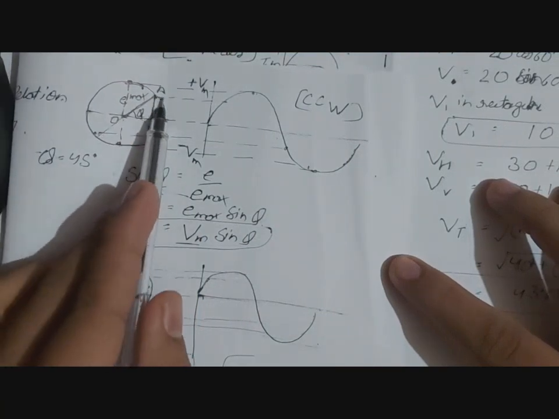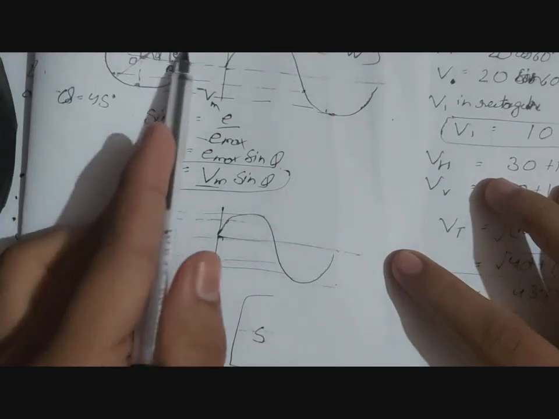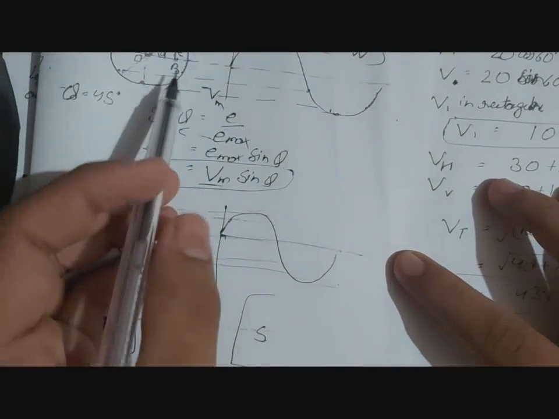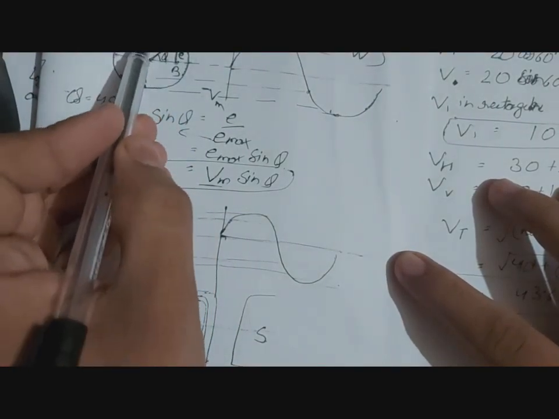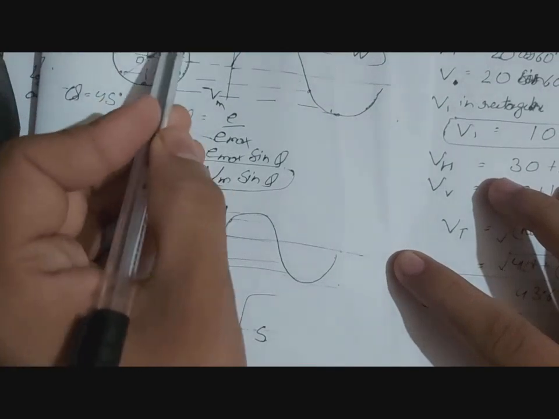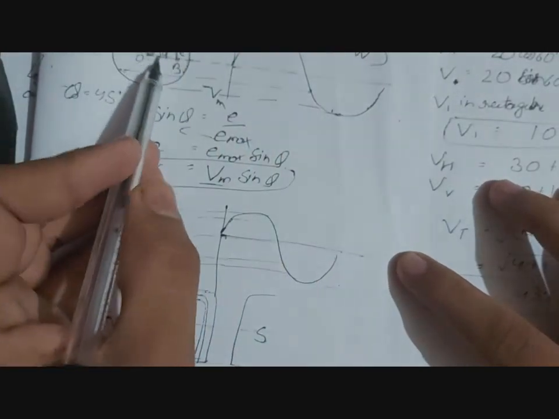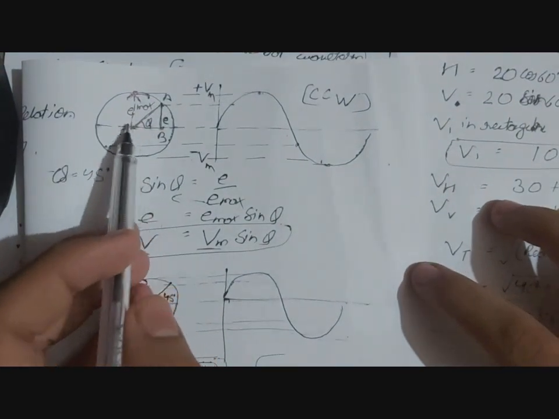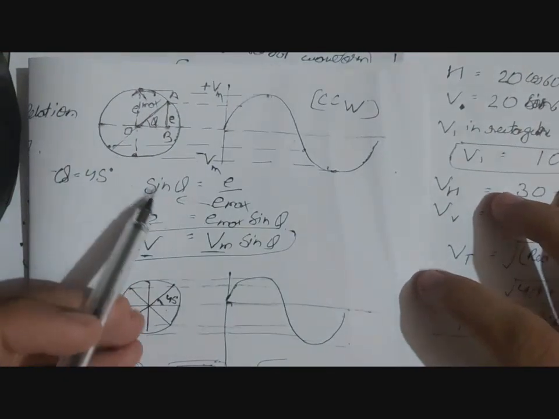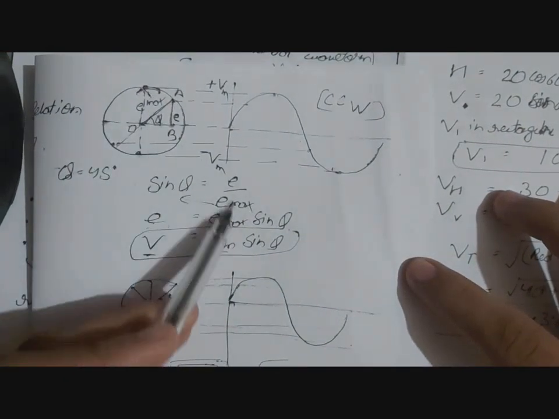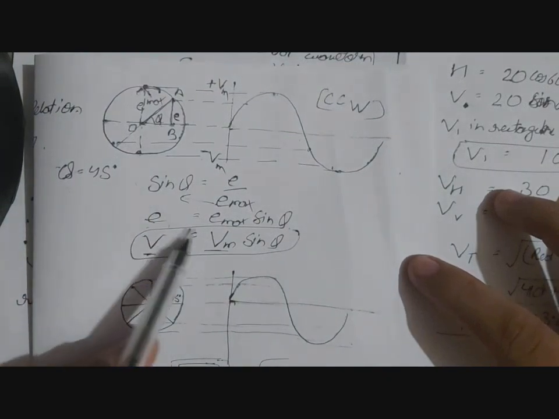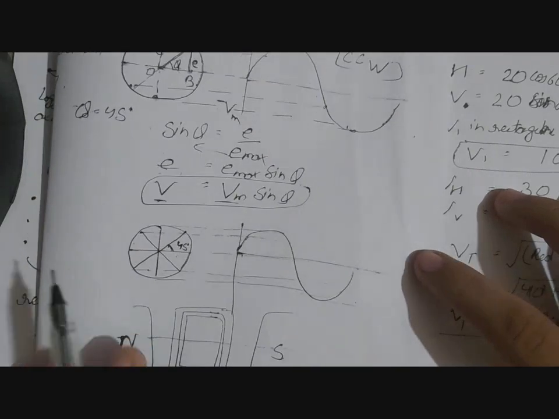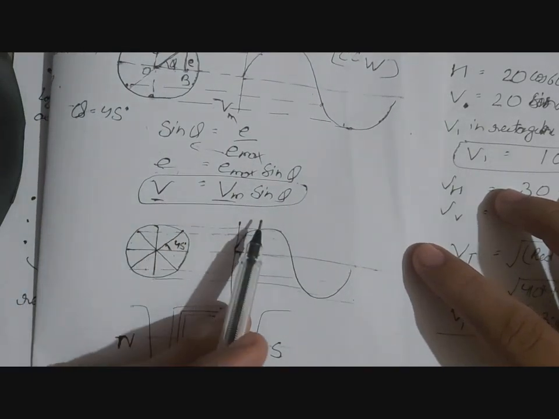With the help of triangle OAB, sin theta is equal to e by E max, because OA is the maximum. When OA reaches this point, then this point corresponds to the peak value. So this OA is E max or I max. So sin theta is equal to e by E max. We shift it, so e is equal to E max sin theta, where e is voltage, v is equal to Vm sin theta.